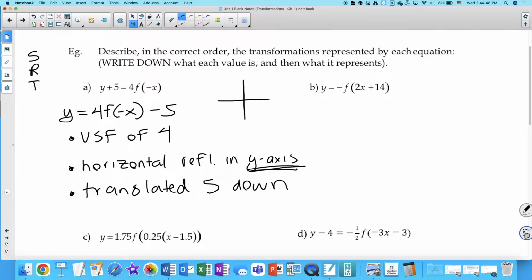Okay, so mapping notation. The point x, y. So think about x first. We have a horizontal reflection, so what's going to happen to the x value? Negative x, yeah. Is there any horizontal translation? No, so that's it. And then in terms of y, first we stretch by a factor of 4, so y is going to become 4y, and then we move 5 down, minus 5.